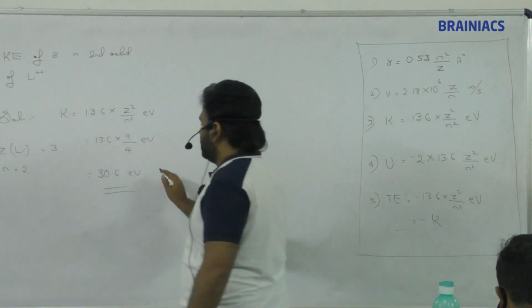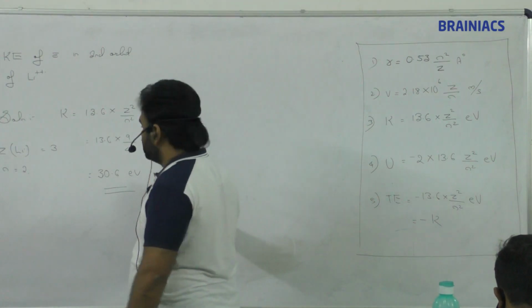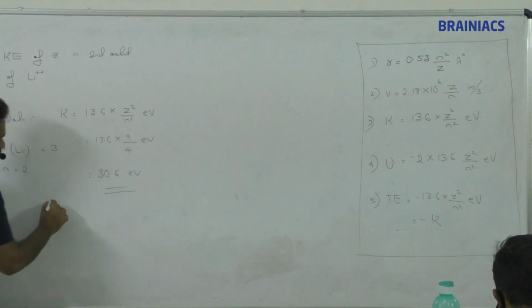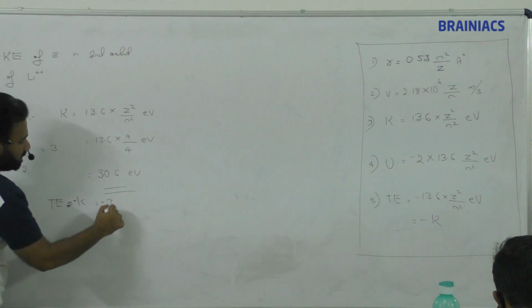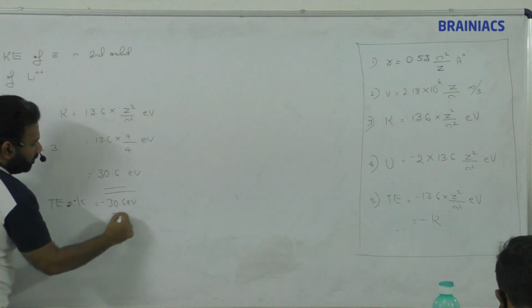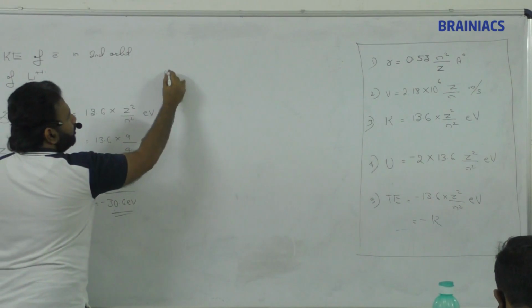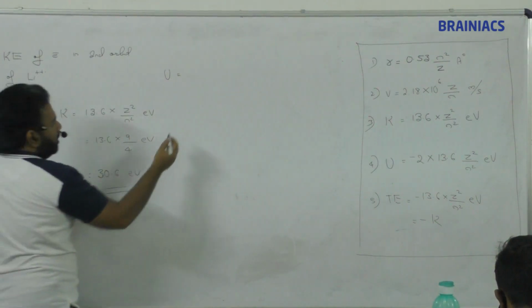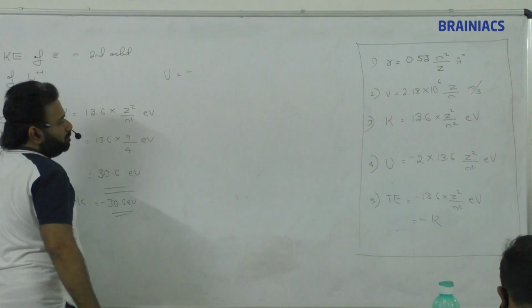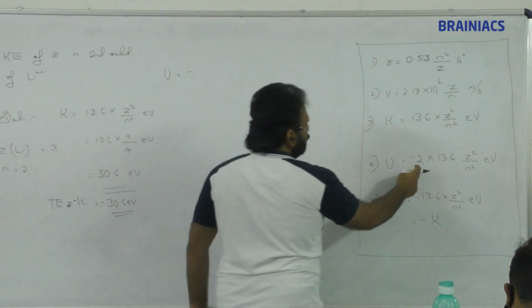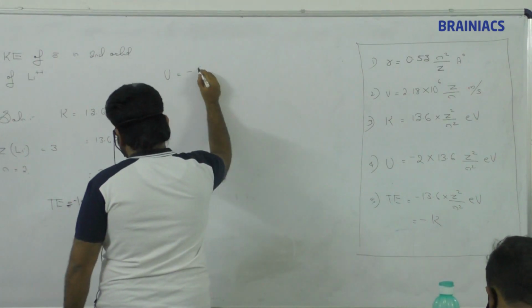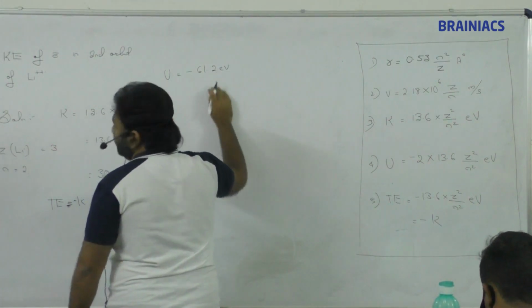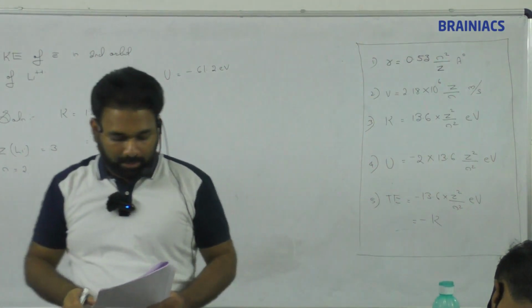Another one. What is the total energy of this? Total energy is nothing but minus of kinetic energy. So this is minus 30.6 electron volt. What about potential energy? Minus of 2 into kinetic energy, so 61.2 electron volt. Everything we will get from this, right?